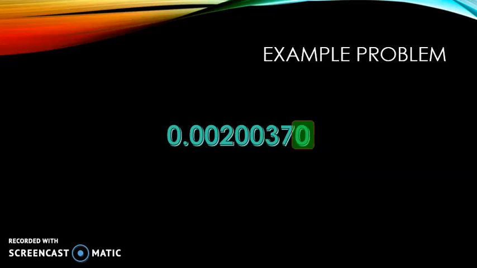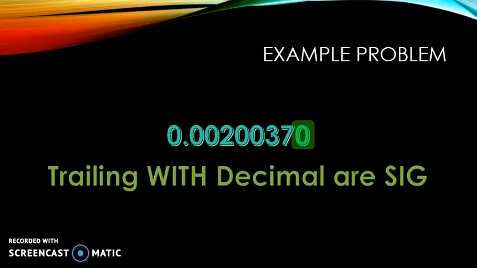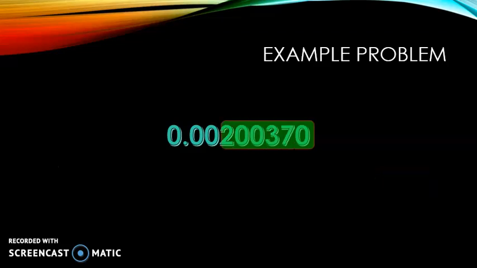The third and final style of zero falls at the end of the number, called a trailing zero. There is a decimal point somewhere inside of that number. Therefore, that zero has to be considered to be significant. So in total, we would say that this number has 6 significant figures.